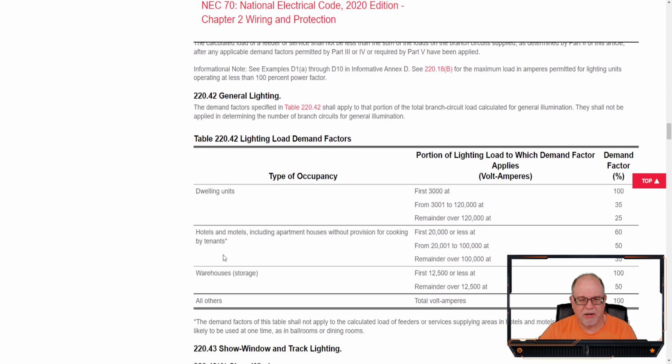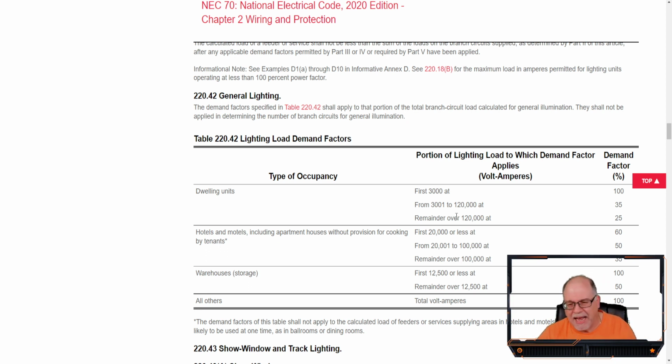All right, so let's go down here. You see hotels and motels right here. It says first 20,000 or less, 60%. So you take that 20,000 of our value, which is 45,900, to the side and multiply it by 60%. Then you have a remaining value of 25,900. That falls between 20,001 and 100,000, so you apply 50% to that value, add the two together, and that would be your value after demand factors.